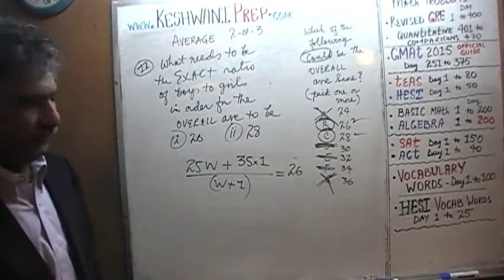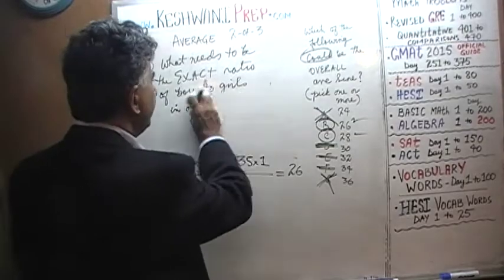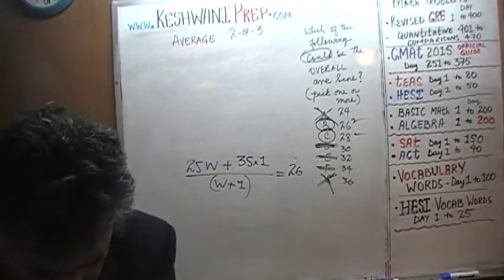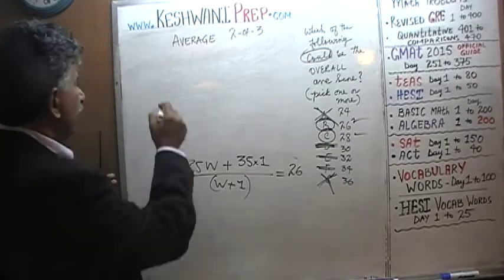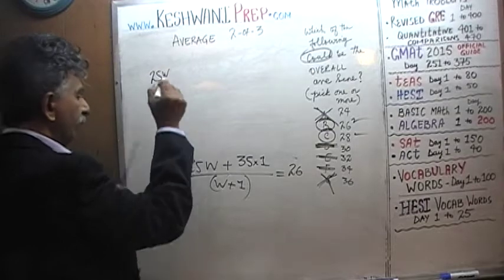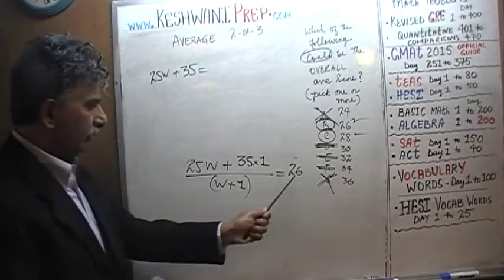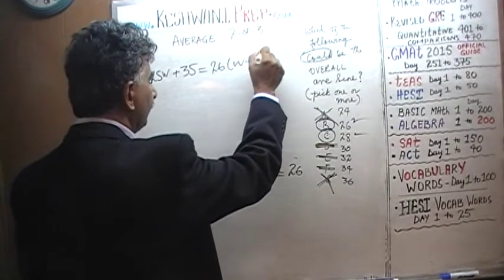And then we'll do 28. Let's continue on the top. It's very, very simple now. Now that we understand what to do, we can solve this equation for W. Cross multiply, and we're going to end up with 25W plus 35 would have to equal 26 times (W plus 1).